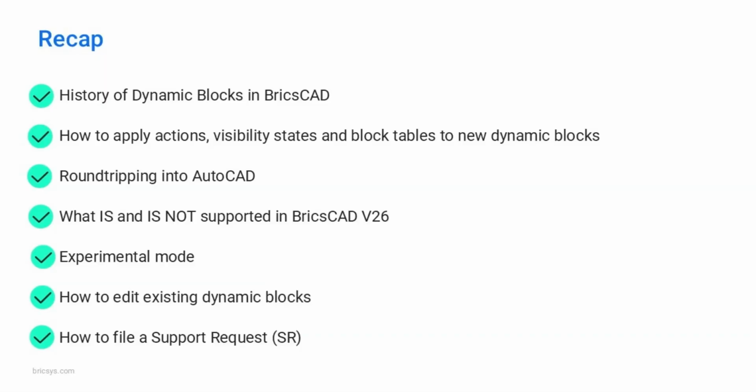All right, now for a short recap. We saw how dynamic blocks could be manipulated in BricsCAD before V26, and we created a new dynamic block with a stretch action, visibility states, and a block table, and saw how that round trips easily into AutoCAD. Then we learned what is and is not supported in V26 for creating and editing dynamic blocks. Next up was why these features are in experimental mode. And we finished with editing an existing dynamic block. And last but not least, how to submit a support request for help with dynamic blocks.